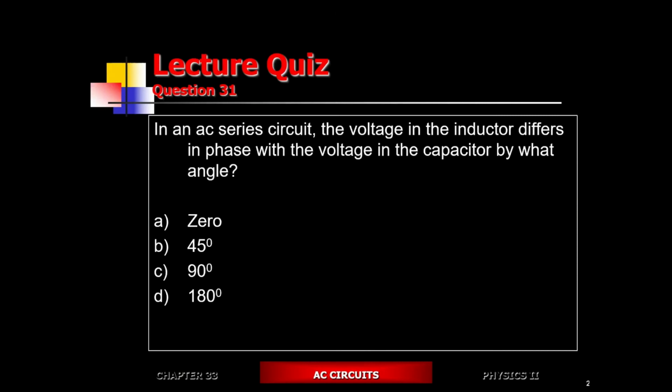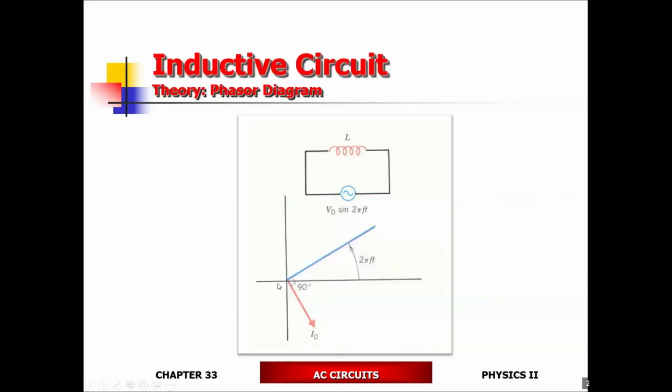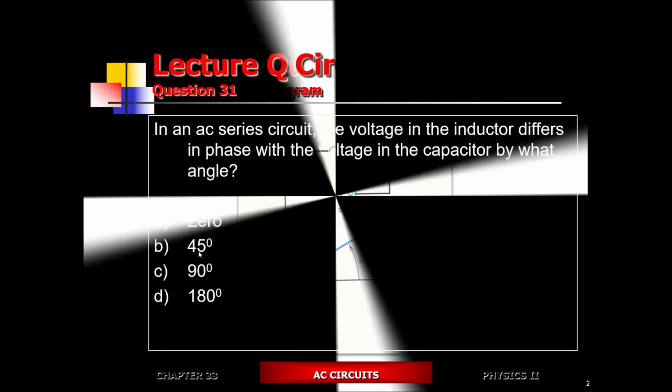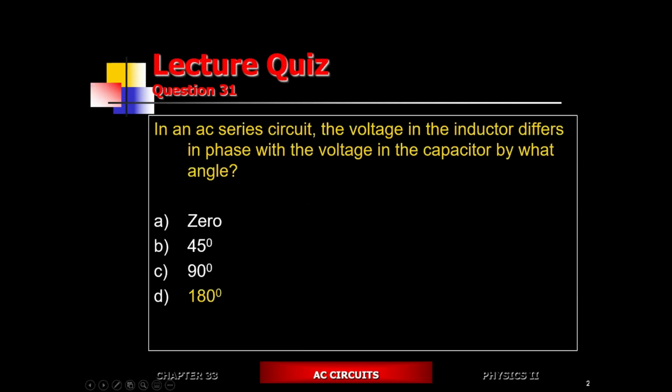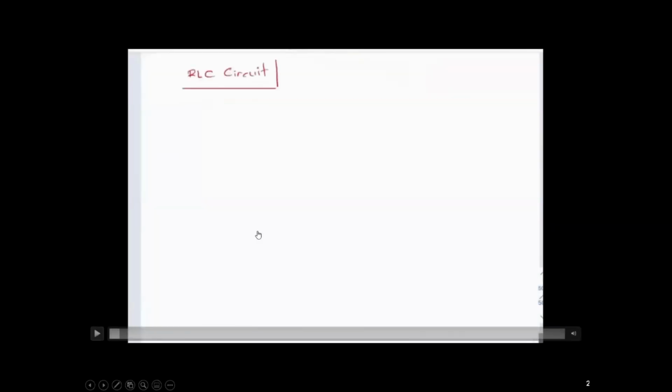All right, so in the AC circuits, we know that the voltage in the inductor differs in phase with the voltage in the capacitor by what angle? This is the current leading, the voltage leads it. So by what angle? This becomes kind of interesting. It says 180 degrees, so the question is why? This question is kind of misplaced. That question kind of makes sense within the context of RLC circuits. The way it was stated doesn't make sense.